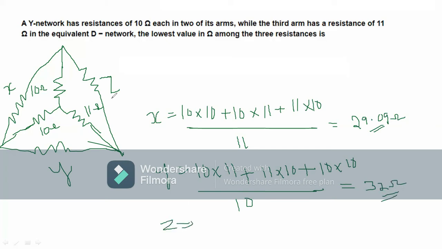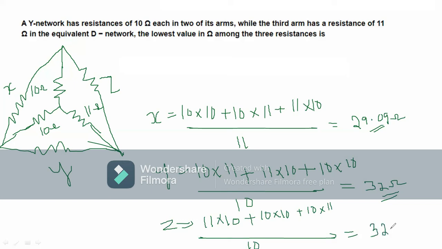Z I want to compute. Z is equal to 11 into 10 plus 10 into 10 plus 10 into 11, whole divided by how much is it? 10. So solve it fast. You should get 32. Verify once. Same answer, 32.